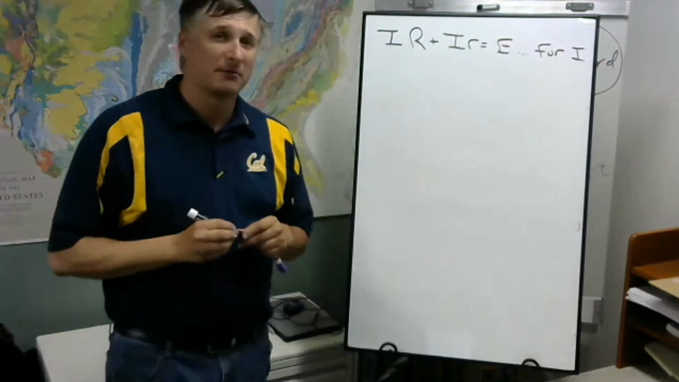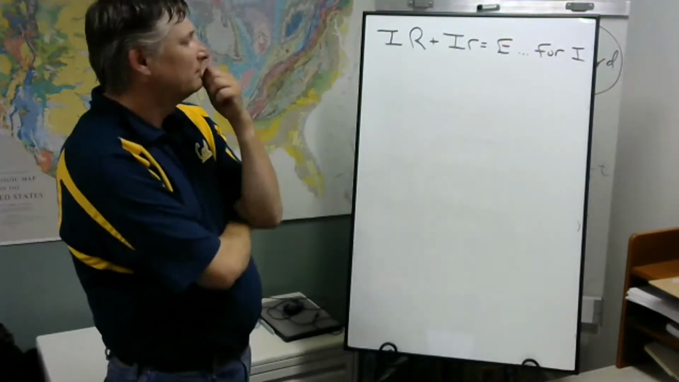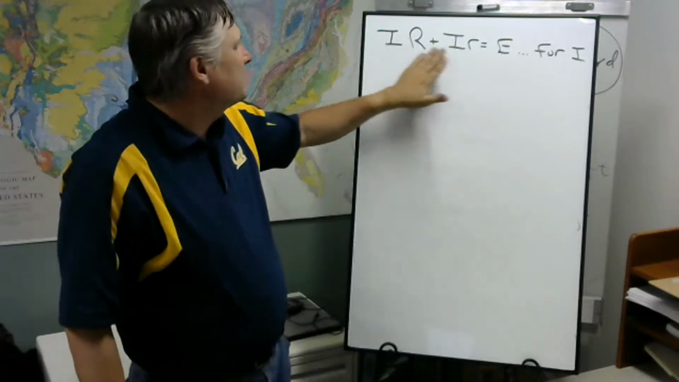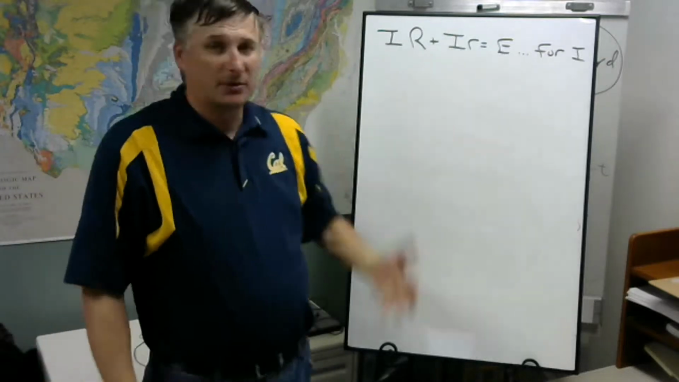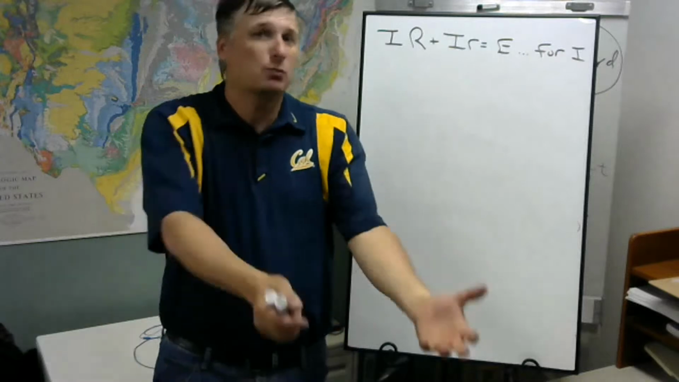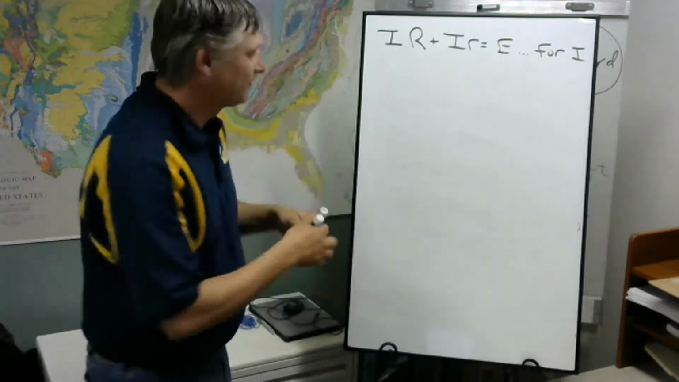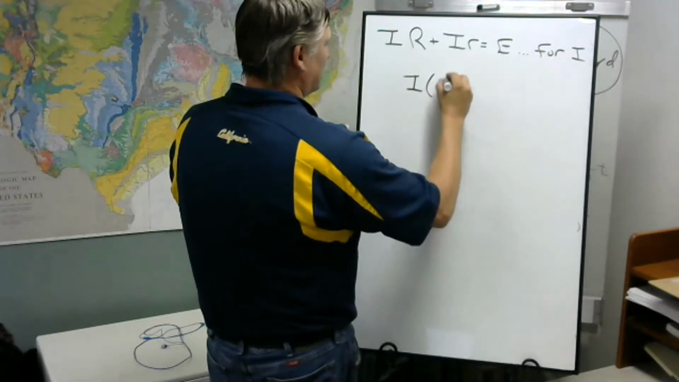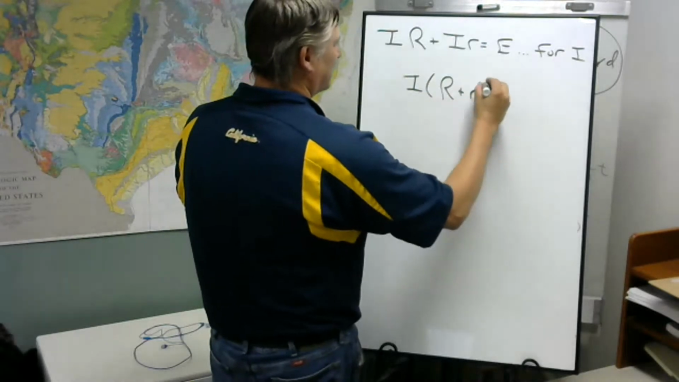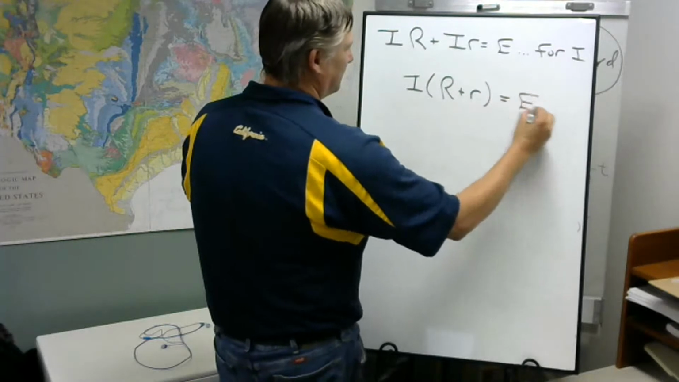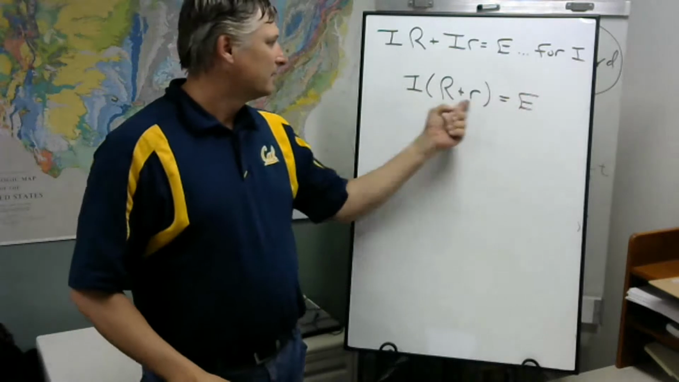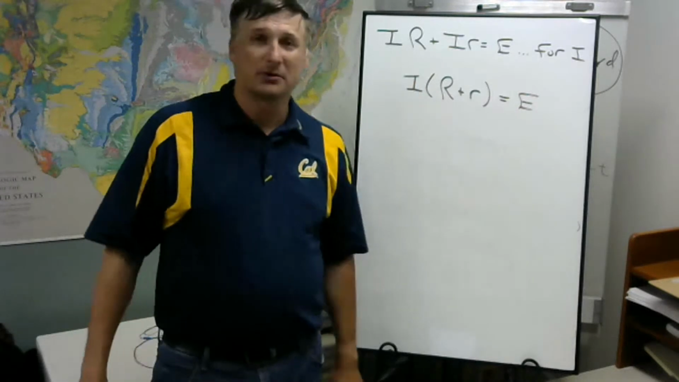And let's say we're going to solve for I. Well, one thing to notice with this, in each of the terms on this side, there's a capital I. So that means we can factor that out. So this will become I times (R plus little r) equals V. Of course, when we distribute this big I, then we get our original expression.